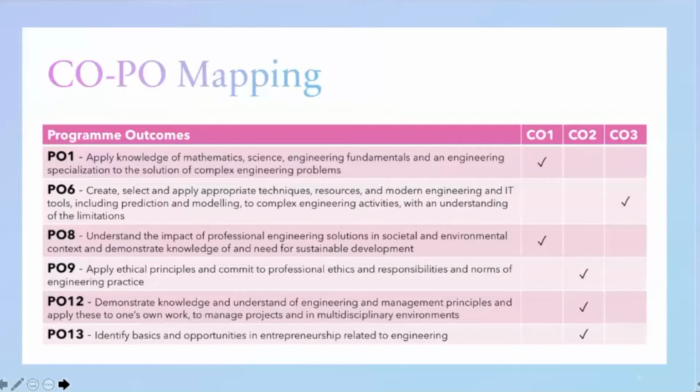So meanwhile, for the second program outcome, we have been allocated PO6. What is PO6? Basically, this is the application where you are going to do the project. Create, select, and apply appropriate techniques, resources, and modern engineering, as well as IT tools, including predicting and modeling, to complex engineering activities with an understanding of the limitations. So it's quite a mouthful. There are so many things.